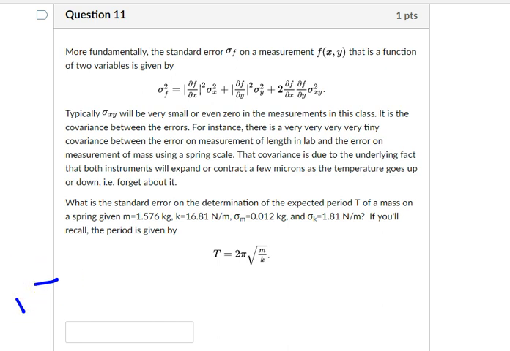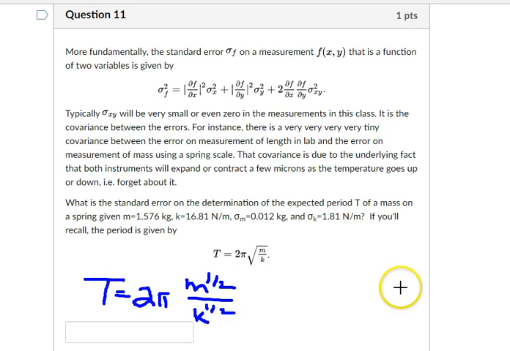All right, I may have to give up on this tool. The way to think about it is T is 2 pi times the square root of m over k. Well, that's m to the 1/2 over k to the 1/2. If you think about it that way, it's a little easier to take the partial with respect to m and then take the partial with respect to k.